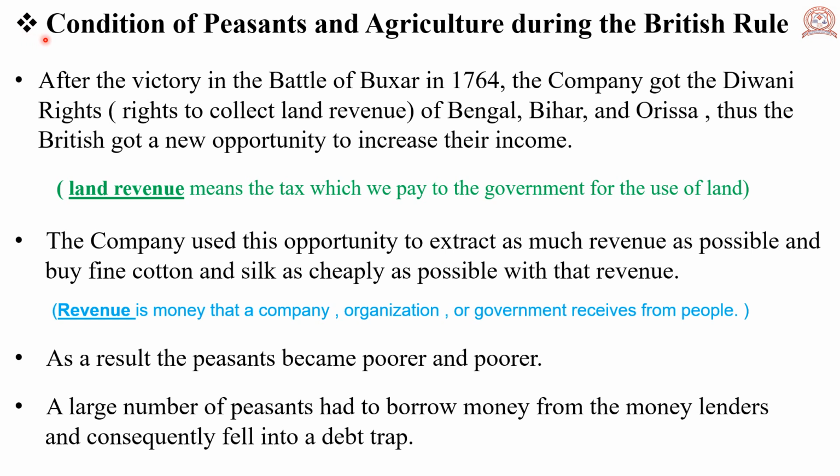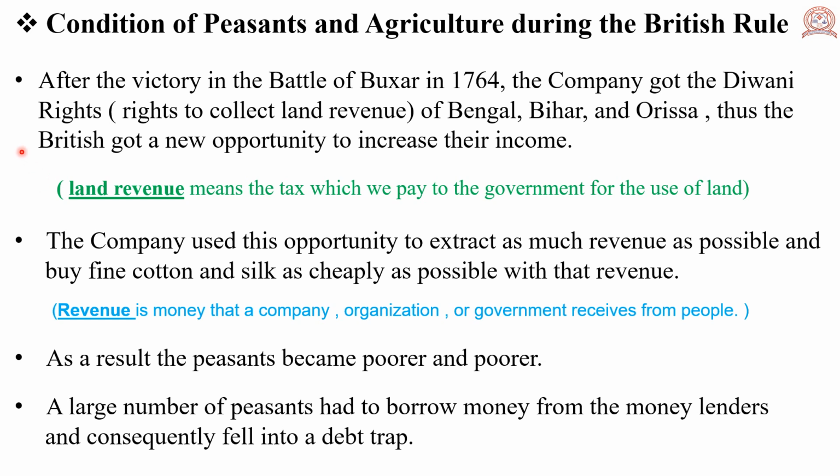Condition of peasants and agriculture during the British rule. After the victory in the Battle of Buxar in 1764, the company got the Diwani rights, means rights to collect land revenue of Bengal, Bihar and Orissa. Thus, the British got a new opportunity to increase their income. Land revenue means the tax which we pay to the government for the use of land.